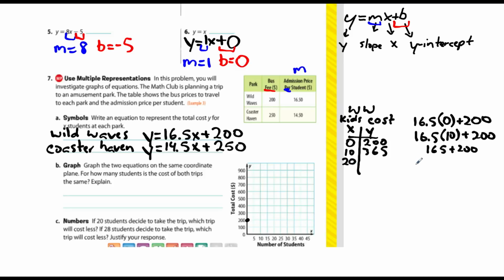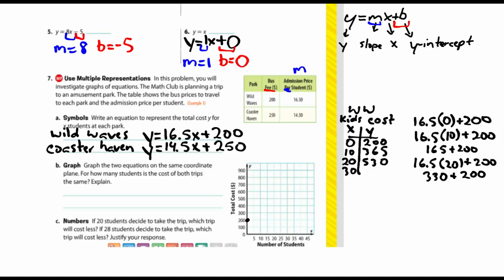We can say 20 kids. So 16.50 times 20 plus 200. So this is just twice as much. So if we double 165, that would be 330. If you don't believe me, you can work that out by hand. Or you can grab a calculator. But that's correct. Okay. And then this would be 330 plus 200 is 530.